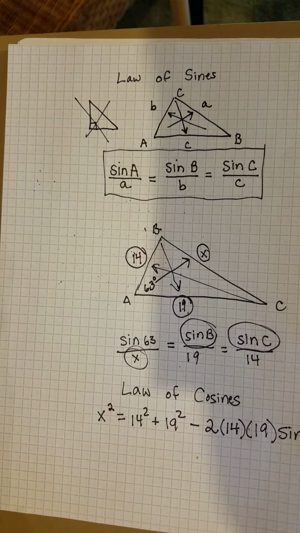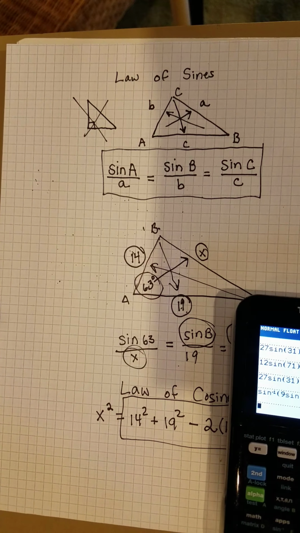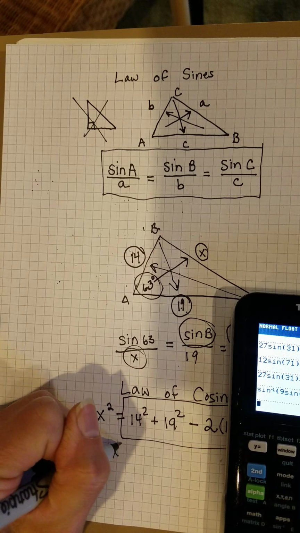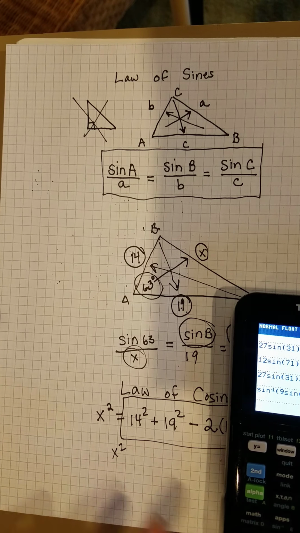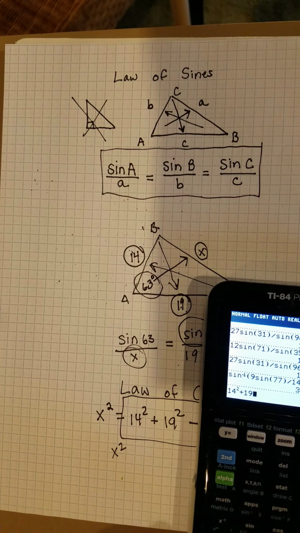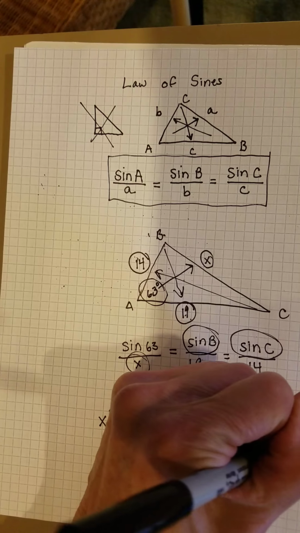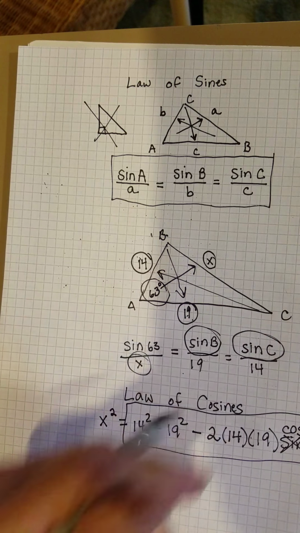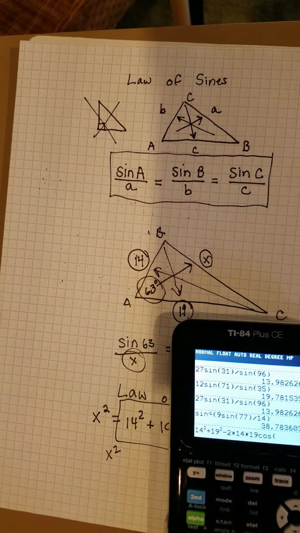And I can put all of this in my calculator. Maybe I'll just do it for right now. And then I'm going to pause the video so I can double check something. So I can say x squared equals 14 squared plus 19 squared minus 2 times 14 times 19 times sine. I wrote sine. I was supposed to write cosine. This is the law of cosines. Cosine 63.